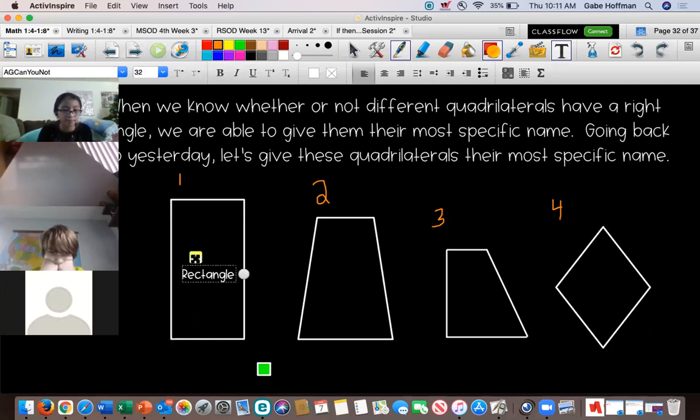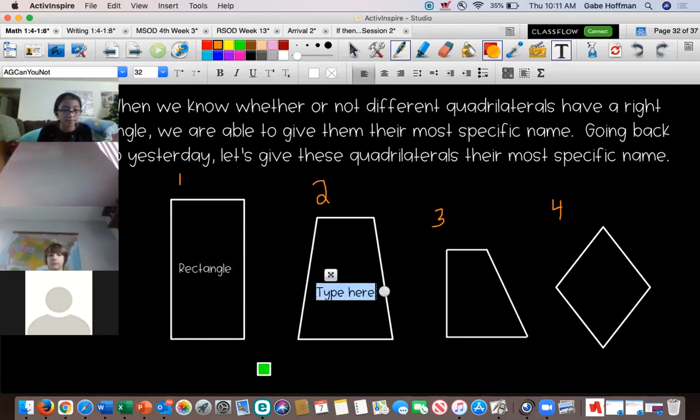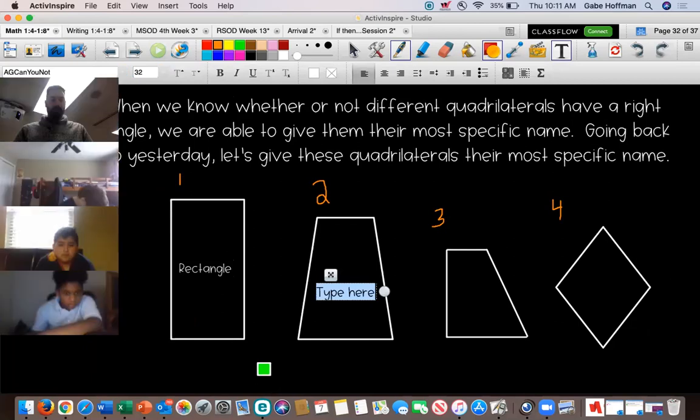CJ, what did you say number 2 is called? A trapezoid. Very good. That's a trapezoid. It has one set of parallel sides.